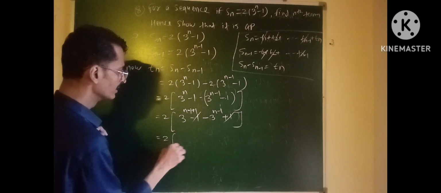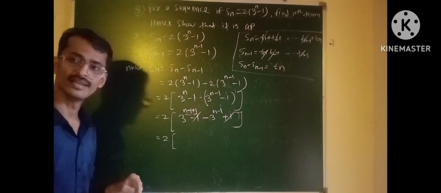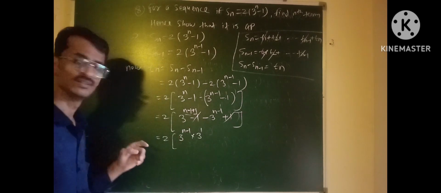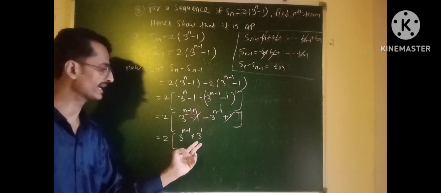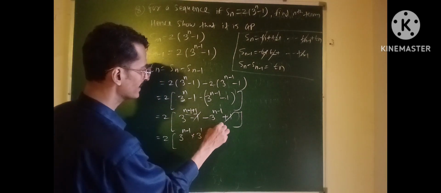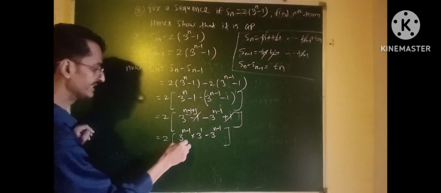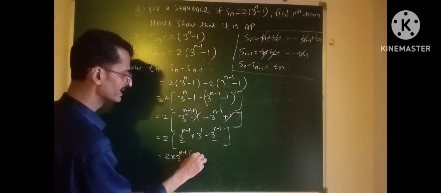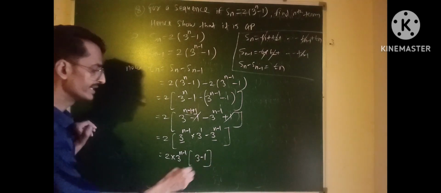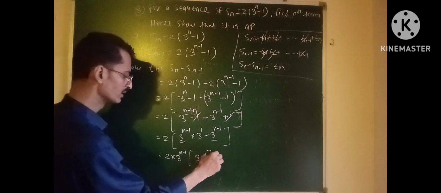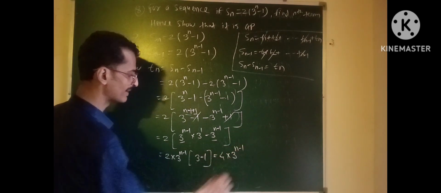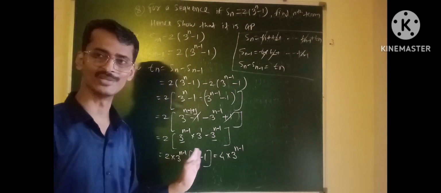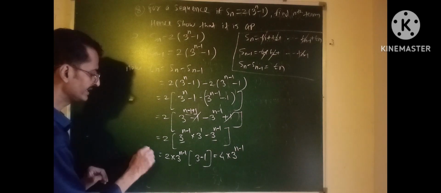Now a raised to m plus n, how do we write it? A raised to m into a raised to n. So 3 raised to n minus 1 into 3 raised to 1, minus 3 raised to n minus 1. So write 3 raised to n minus 1 common. 3 raised to 1 is 3, minus 1 is 2. 2 into 2 is 4. So this is 4 into 3 raised to n minus 1. Don't write 4 into 3 as 12. This is 3 raised to n minus 1 into 4. So this is our Tn.